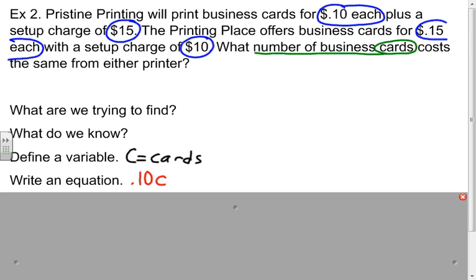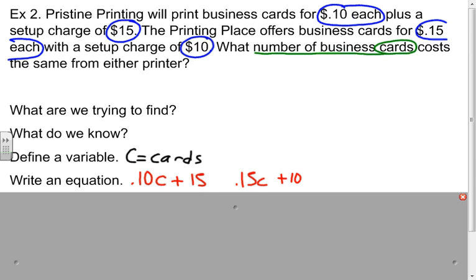Plus, there's a setup charge of $15. Do I have to pay that $15 for every single card, or do I just have to pay that once? Well, I only have to pay that once for my order, so that's just plus 15. There's no C on it. Okay? For Printing Place, their cards are 15 cents each. $0.15 for each card, and their setup charge is $10.